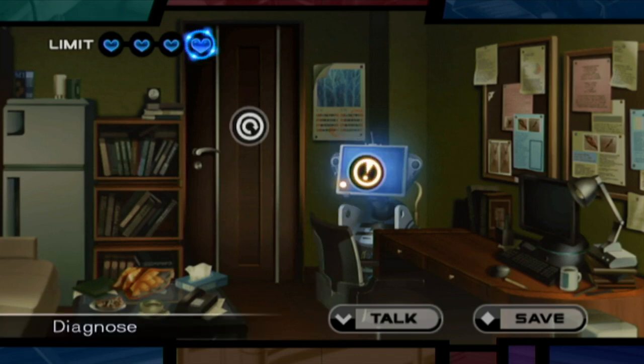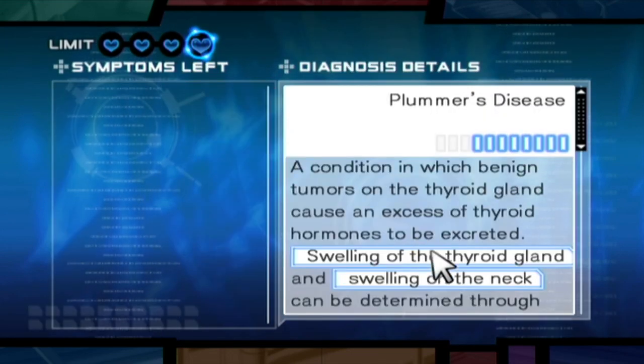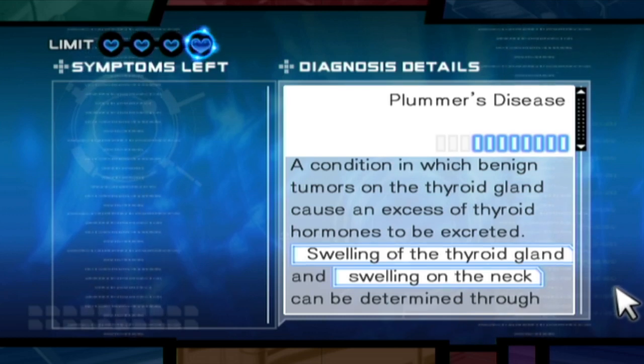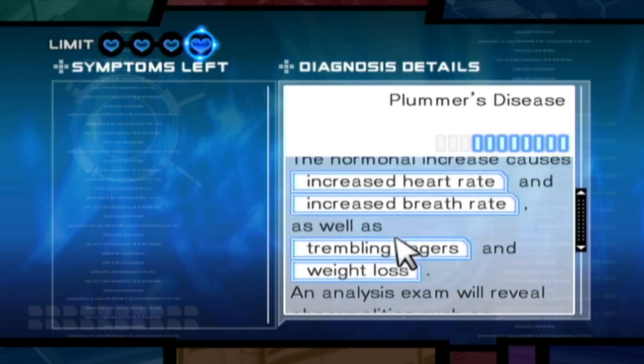Let's see. Is there anything else we're supposed to look for here? Gotta be something. No, there isn't. I guess we gotta keep on looking for stuff.